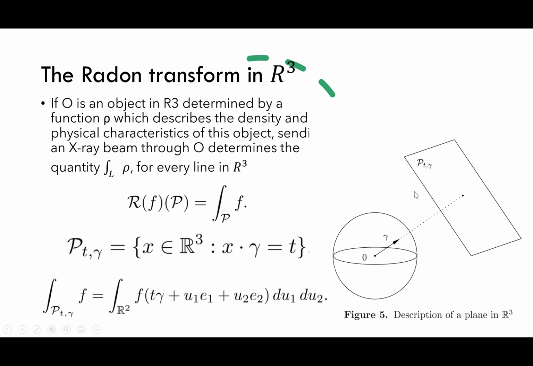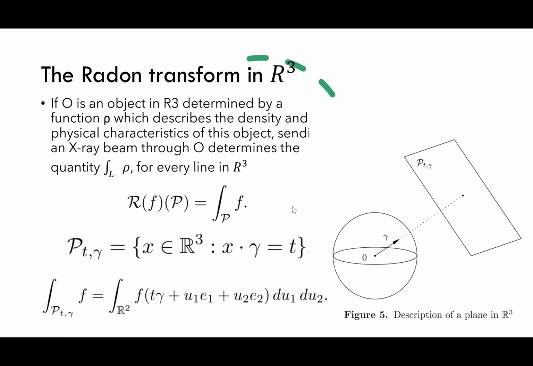So for such a plane P, we define the Radon transform Rf by R f of the plane P equal to integrating f over this plane P. First, we explain what I mean by the integral of f over a plane.